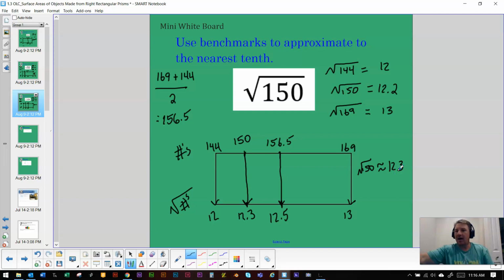All right, let's check the calculator and let's see what we get. The square root of 150 is 12.24. We were so close, but we were actually a little bit closer on the estimate, the quick method, than we were on the bottom one. But in either case, we were within a tenth of the actual calculator answer.